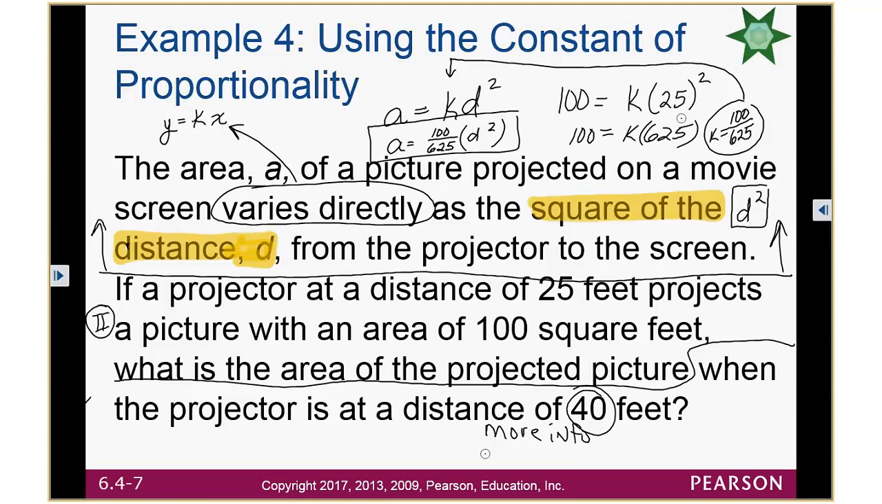I said you can make this 100 over 625. You can keep it like this. You can make it a smaller fraction, or you can make it a decimal.